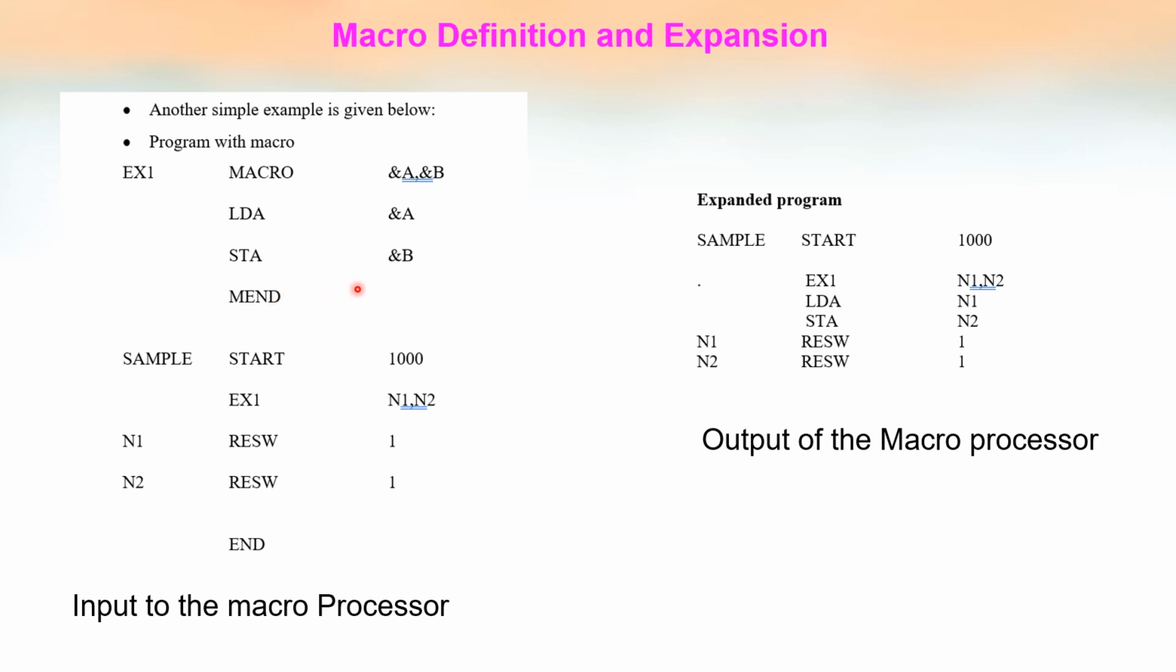Then the program control comes back to where the macro was called, and if there are any other remaining lines, they are also copied to the output. So N1 RESW 1 is copied to the output, the next line N2 RESW 1 is also copied to the output, then END. So this processing is over. What we have to understand here is that the macro processor only processes the macro call. This macro call gets replaced by the macro definition. The output does not contain the definition part. Output starts from the main program only, and wherever a macro call is there, it gets replaced by the definition of the macro.